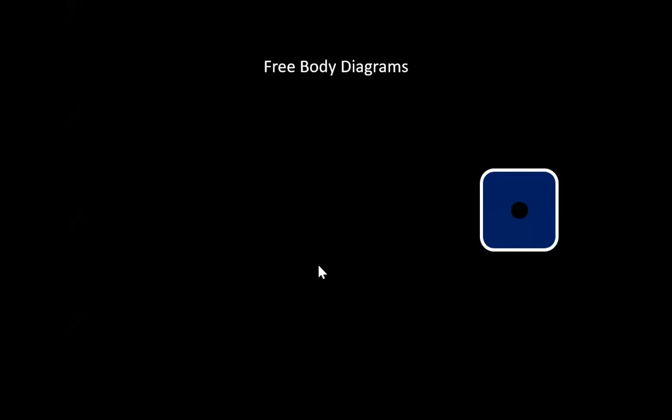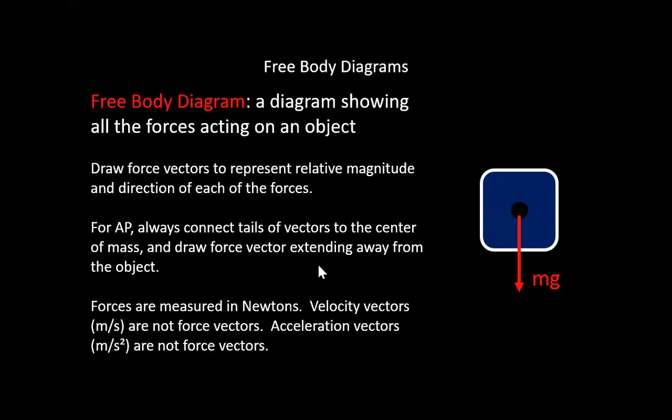All right, free body diagrams. Okay, so you guys got your notes out. A diagram showing all the forces acting on an object, and then in December maybe we'll add torques to that. So you want to draw force vectors to represent the relative magnitude and direction of each of the forces. Whichever direction the arrow is pointing, that's also the direction of the force. We're talking about vector quantities, but also the magnitude of this thing.